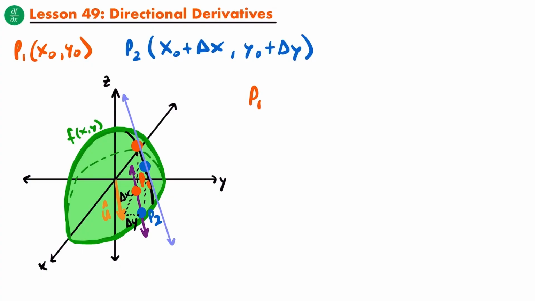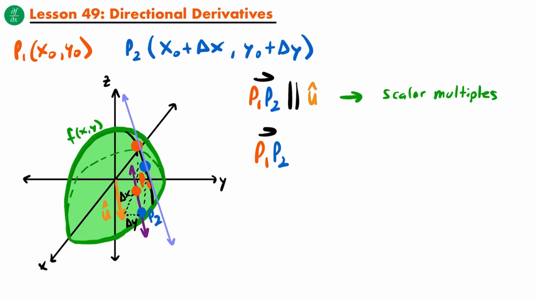That vector would be parallel to the unit vector, right? So vector P1P2 is parallel to the unit vector u, and we know that parallel vectors are scalar multiples, meaning the only potential difference in those two vectors would be a scalar or a constant multiplied by one of them. So what we could say here is that the vector P1P2 is equal to some scalar value, and I'm going to use h, multiplied by the unit vector u. Okay, that would be true because those two vectors are parallel, so they would be scalar multiples.